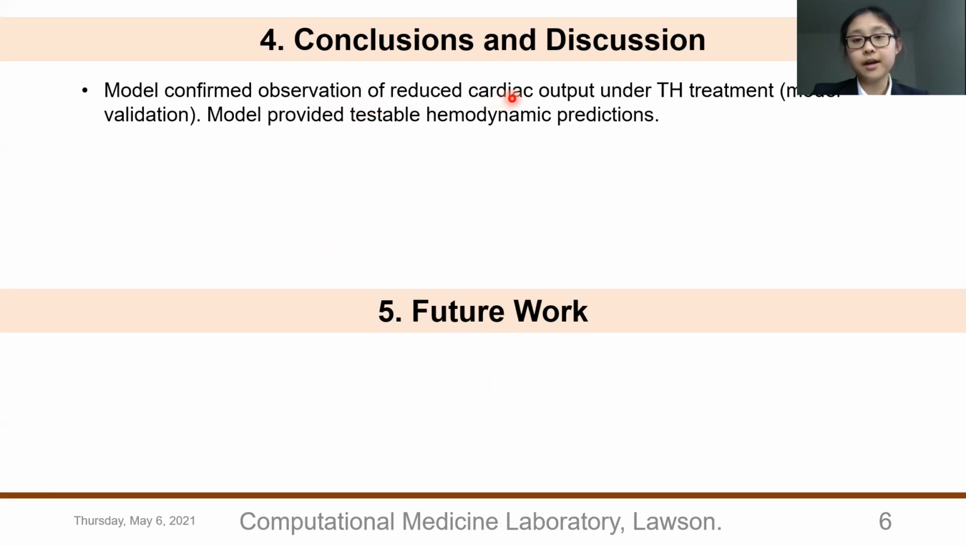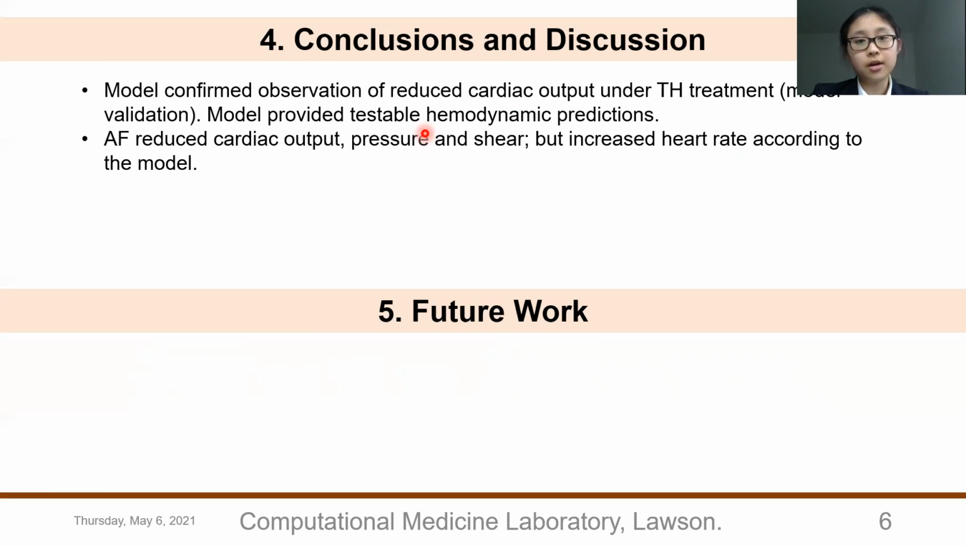As expected, cardiac output was reduced under therapeutic hypothermia treatment. In addition, our model provided testable hemodynamic predictions. According to the model, atrial fibrillation reduced cardiac output, systolic and diastolic blood pressures, and aorta and kidney shear, but atrial fibrillation increased heart rate. These findings were consistent with clinical trial observations reported in the literature.